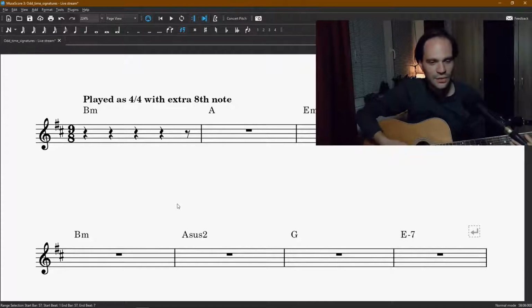That's correct. So you have 1, 2, 3, 4, 1, 1. Let me play it like this. I also need to practice this because I don't use this every day. 1, 2, 3, 4, 5. Yeah. 1, 2, 3, 4, 1, 2, 3, 4, 1, 2, 3, 4, 1, 1, 2.